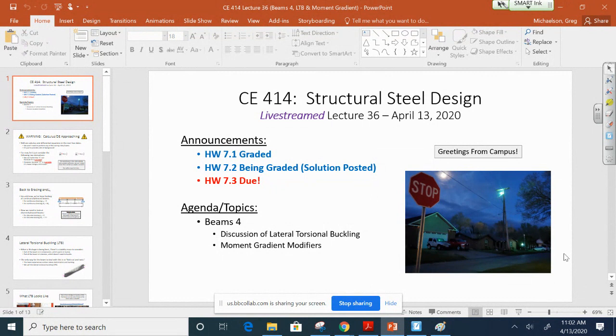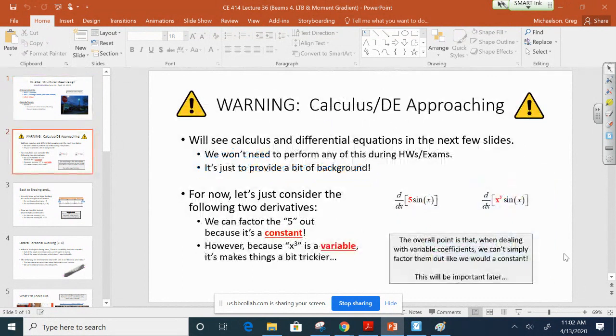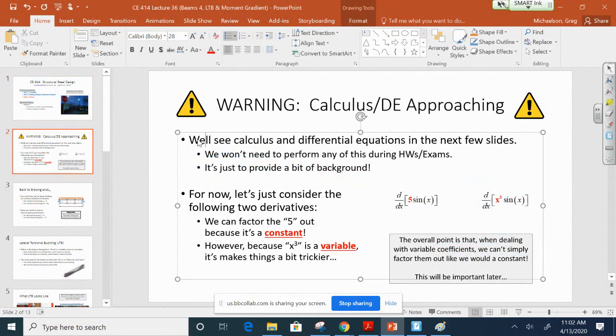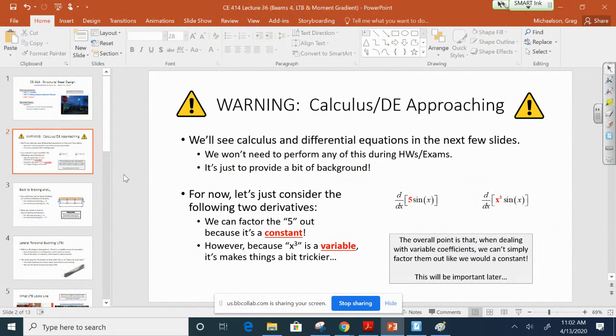So we're going to get right into it. We're going to talk about discretely braced beams a bit, and how discretely braced beams fail, which is this discussion of lateral torsional buckling. Now, I do want to warn you, you are going to see some calculus. That's a typo. It's supposed to say "will." We will see some calculus. We will see some differential equations in the next few slides.